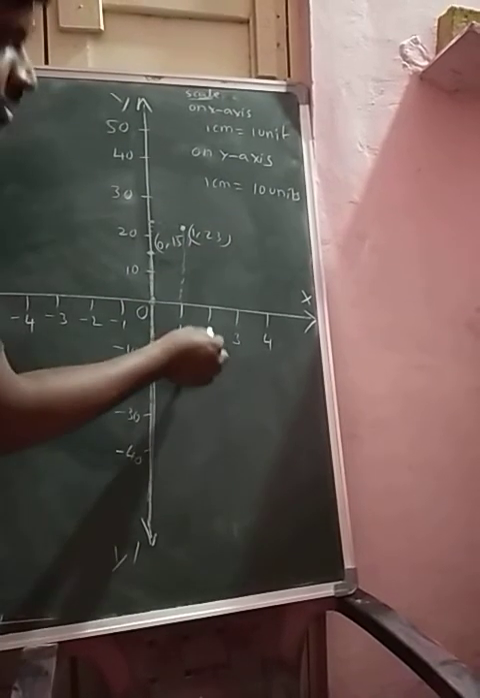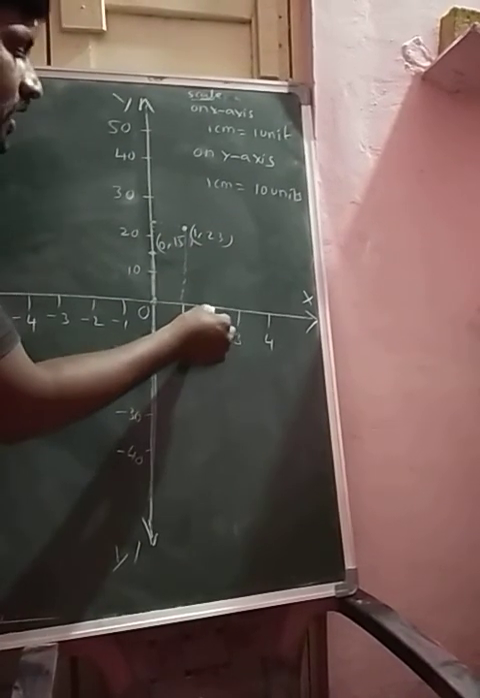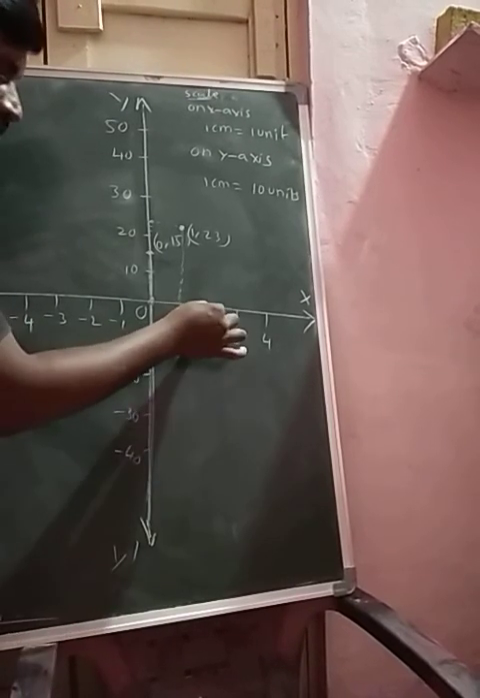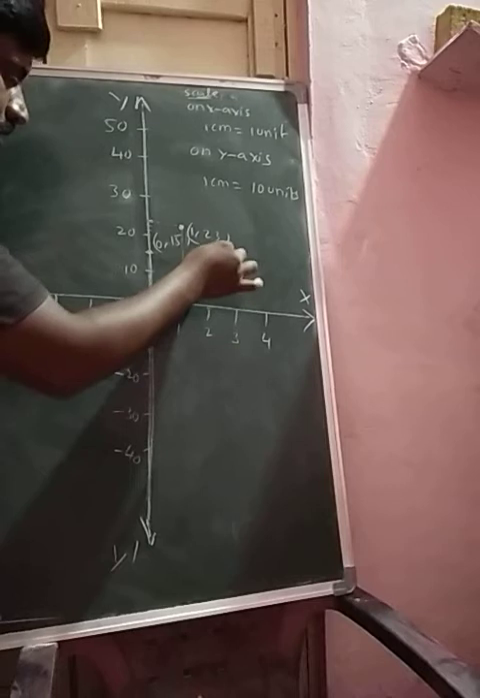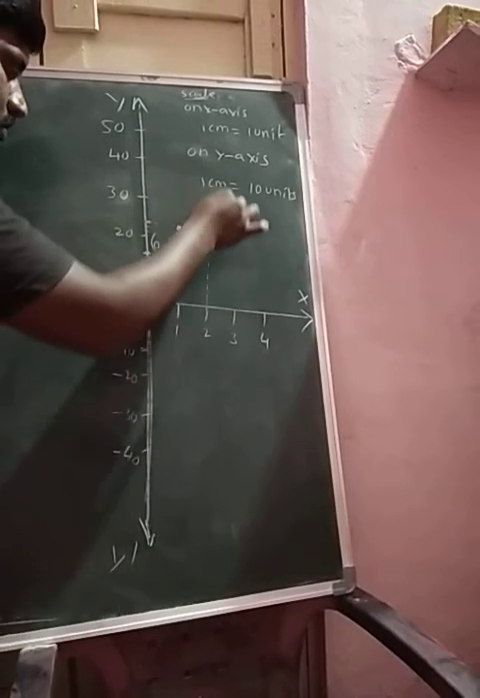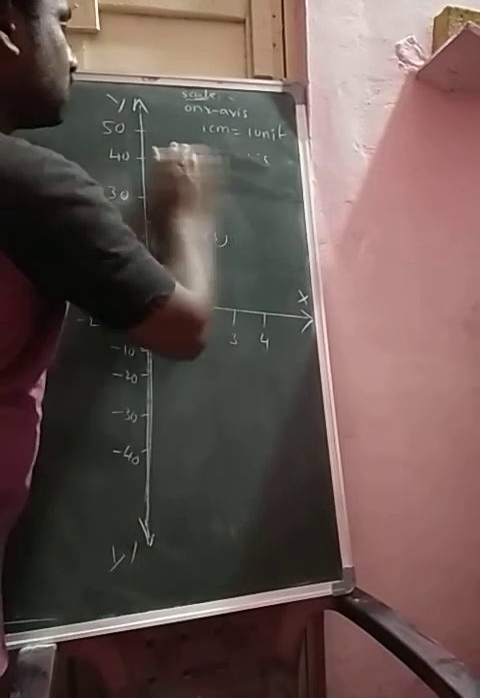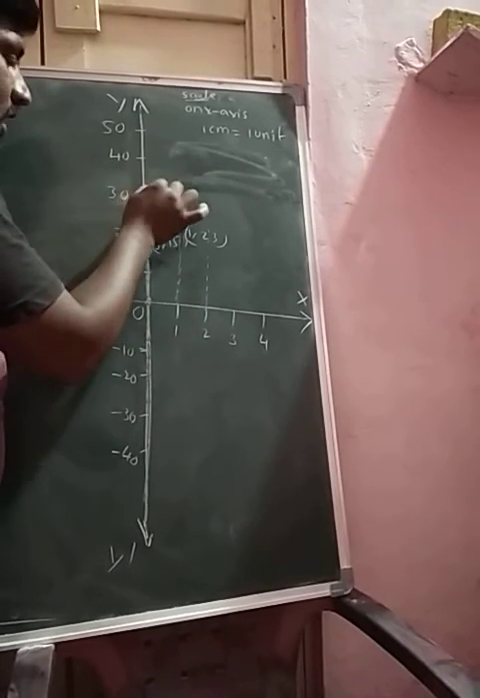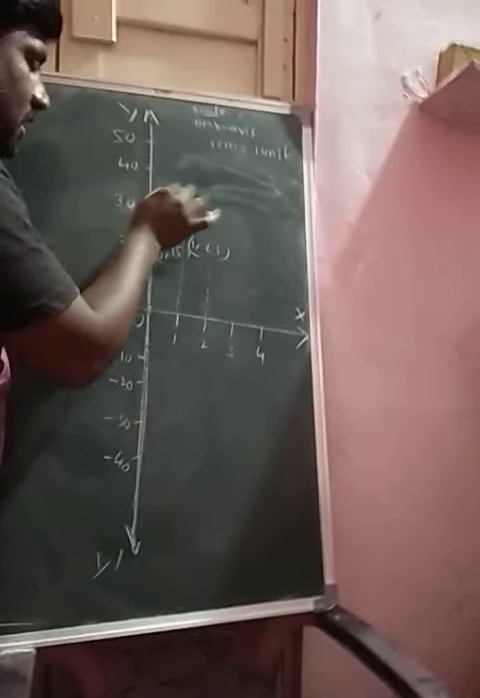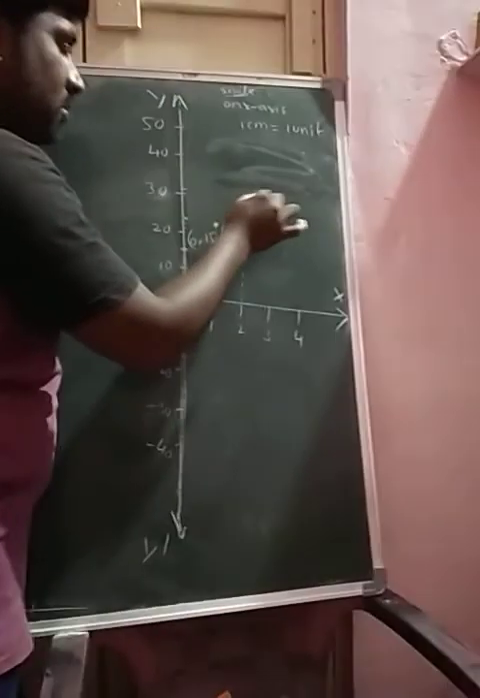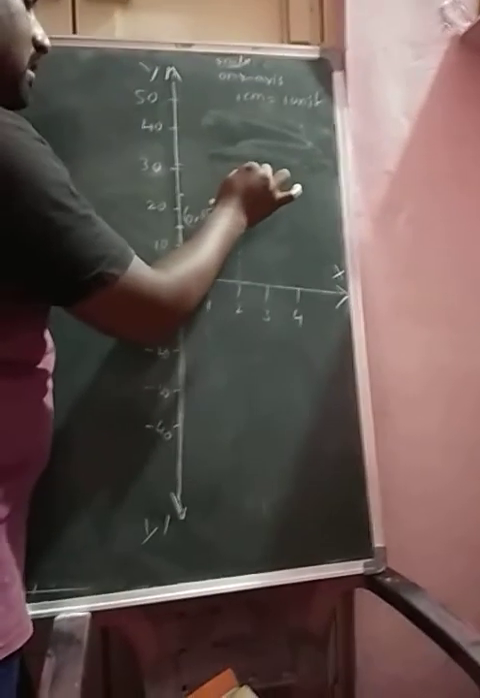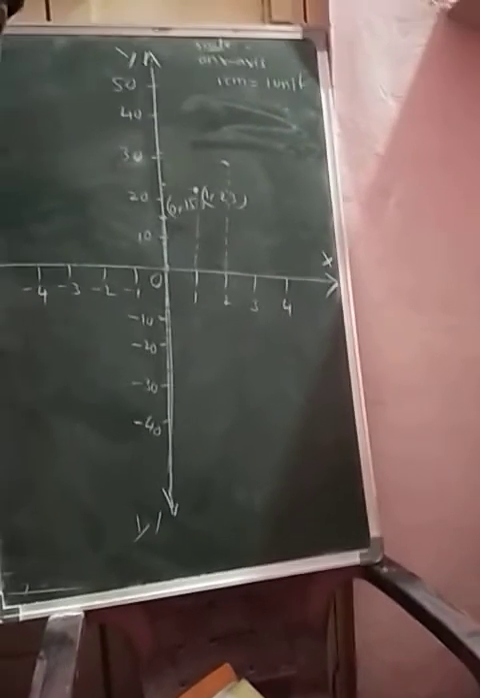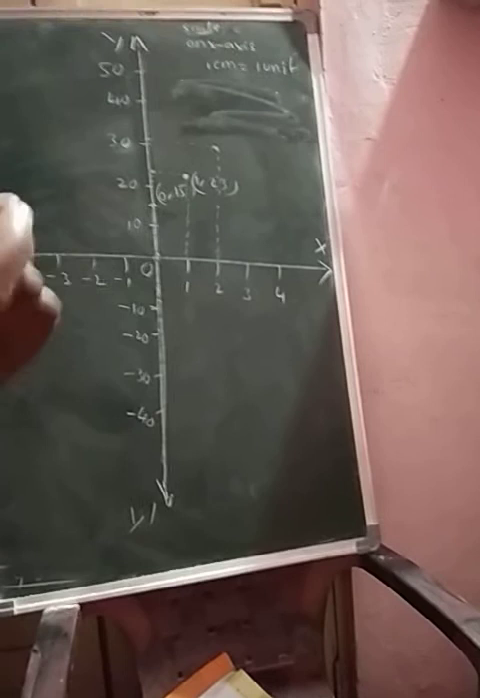Next, if I take the x value as 2, I get the y value as 31. On the x-axis, 2 is here. On the y-axis, 31 is between 30 and 40, where there are 10 lines. If we consider the first line, we get it here. Okay students, we get many solutions for a linear equation with two variables.